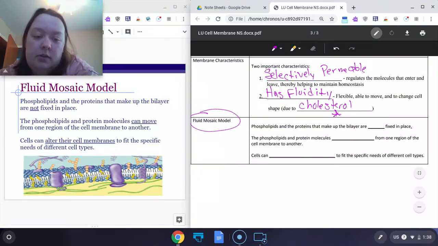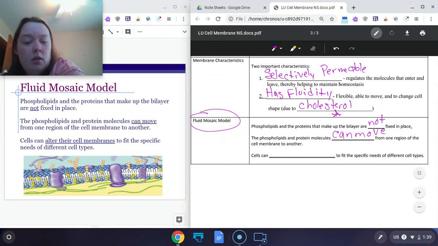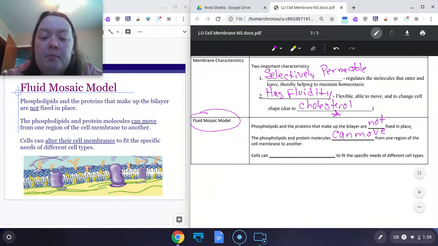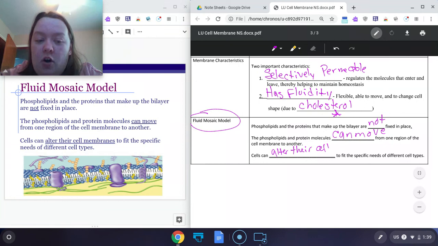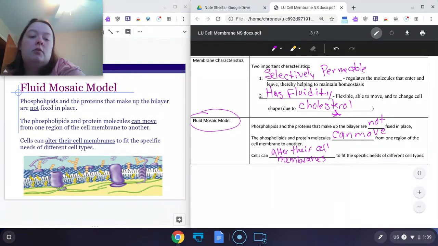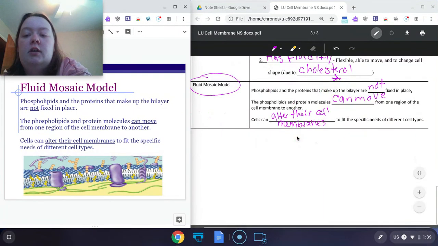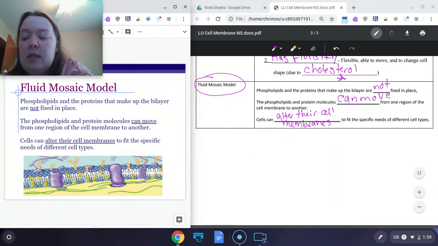We put that up a couple slides up, we wrote fluid mosaic model for another word for the cell membrane. And that is because everything in the cell membrane is not fixed into place. It can move. It is fluid. Things can shift around. They can move from one side to the other. So fluid means can move, and cells can also alter their membranes based on what they need. So things are always moving, not fixed. Ability to change means fluid. And that is why the cell membrane can also be referred to as the fluid mosaic model.